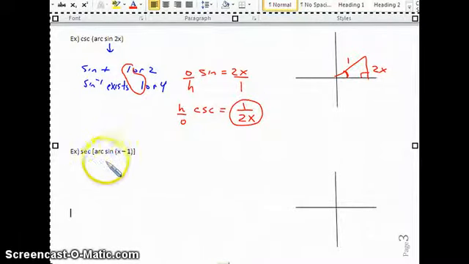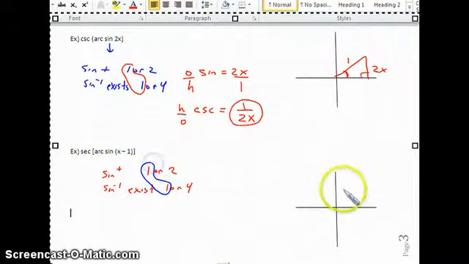And finally, if we look at this last problem here, the secant of the arc sine of x minus 1. So let's think about this. Where is the sine positive? And lastly, where does the sine inverse exist? The sine is positive in 1 or 2, and the sine inverse exists in 1 or 4. So we know this has to be a first quadrant triangle again.